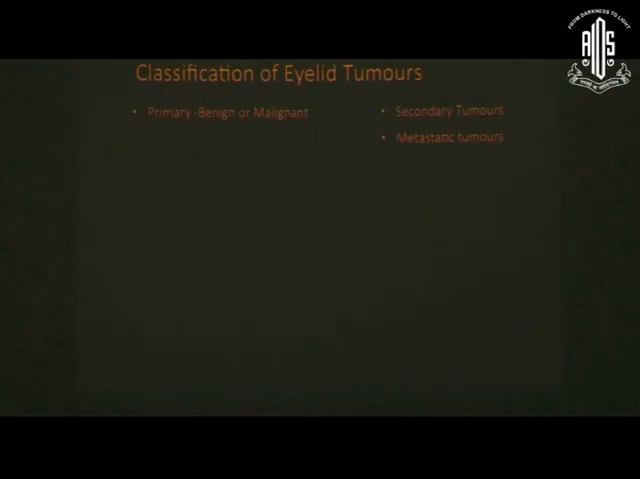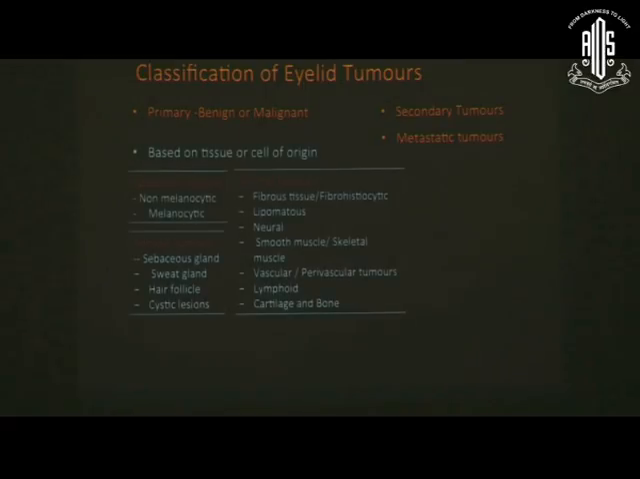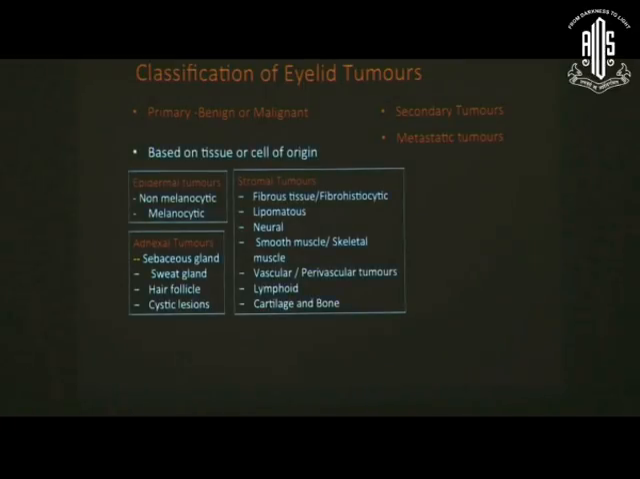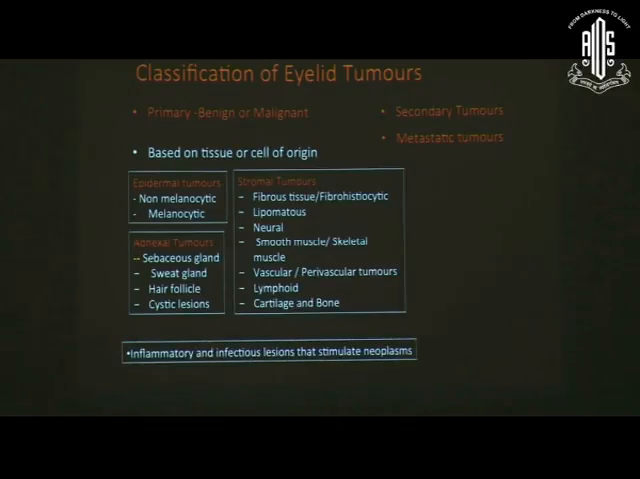Eyelid tumors are classified into primary, secondary, or metastatic, and primary are further classified into benign or malignant based on the tissue or the cell of origin. We also have masquerades in the form of inflammatory and infectious lesions which often mimic certain eyelid tumors.